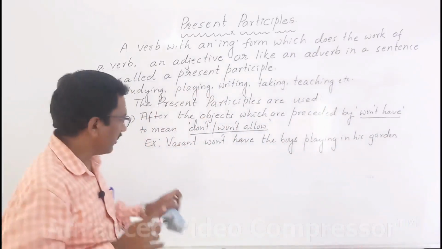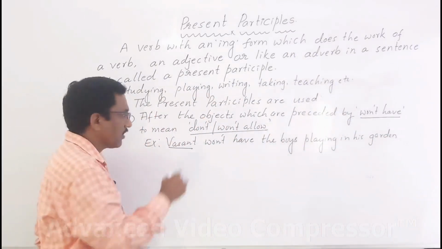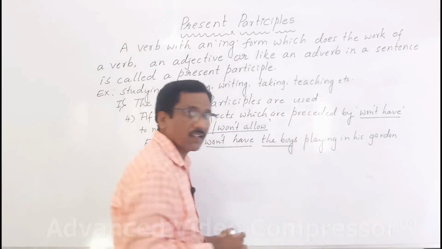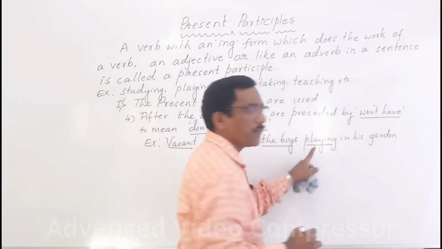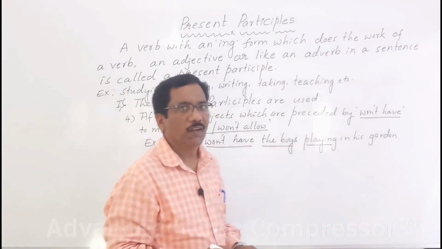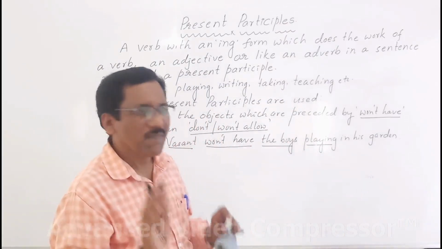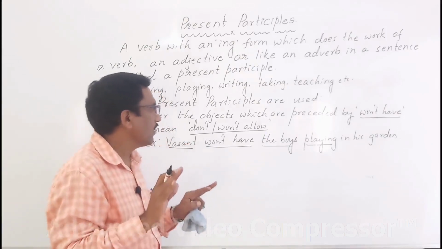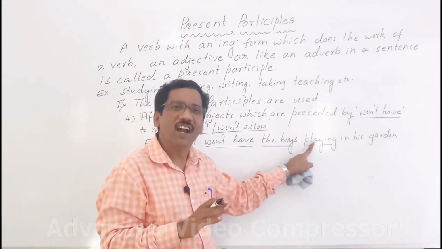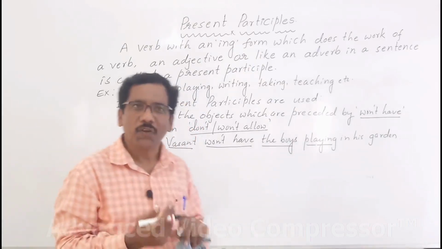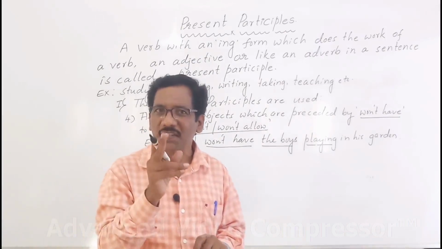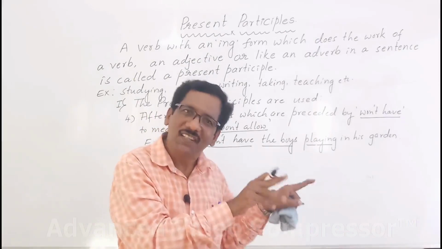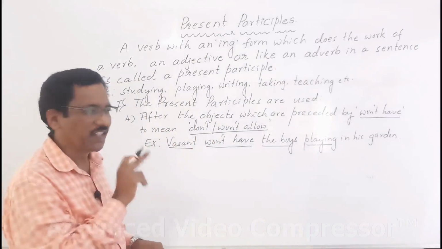Here, please look here. Vasant is the subject. The subject is followed by won't have. Won't have is followed by the object. The object is followed by one present participle, playing. Then the question is, what does it mean? It means Vasant doesn't allow the students or the boys to play in his garden. Vasant won't have the boys playing in the garden. It means Vasant won't allow the boys to play in his garden. This is the meaning it gives. I'm sure you got it.